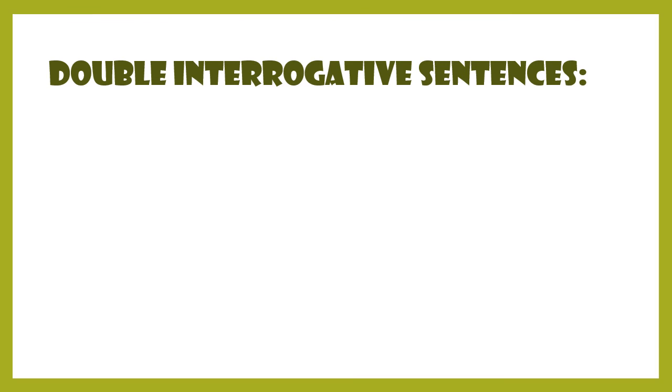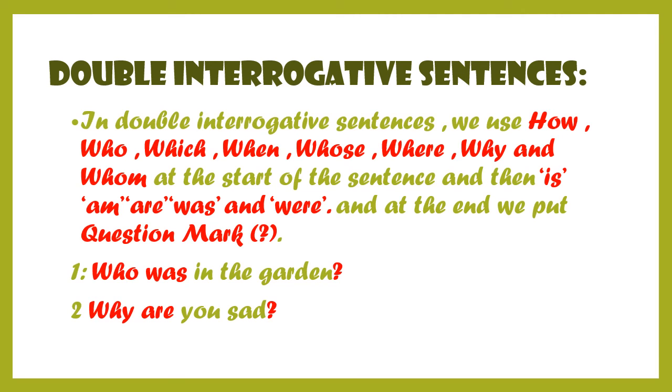Double interrogative sentences. In double interrogative sentences, we use how, who, which, when, whose, where, why and whom at the start of the sentence, and then is, am, are, was and were, and at the end we put a question mark. How, who, which, when, whose, where, why and whom are the W family. You can also say that these are the interrogative pronouns. So we shall write interrogative pronouns at the start of the sentence. Then we shall write the helping verb, that is, am, are, was and were. Then at the end of the sentence we will put a question mark.